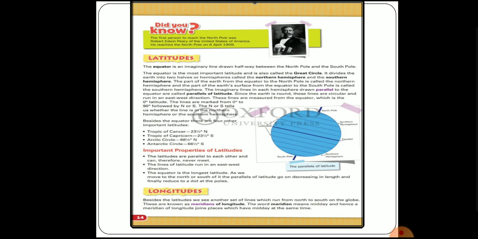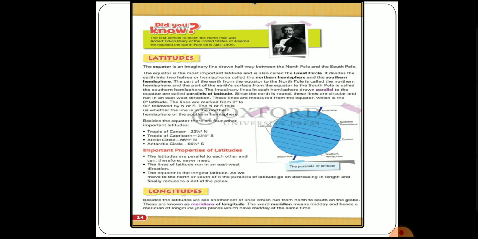Did you know the first person to reach the North Pole was Robert Edwin Peary of the United States of America? So, the first person to reach the North Pole was Edwin Peary, and he was a citizen of the United States of America. He reached the North Pole on 6th April 1909.